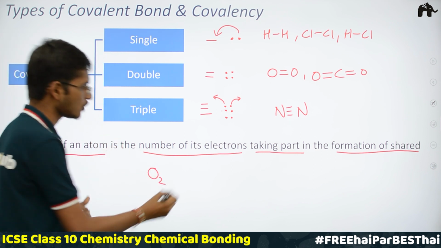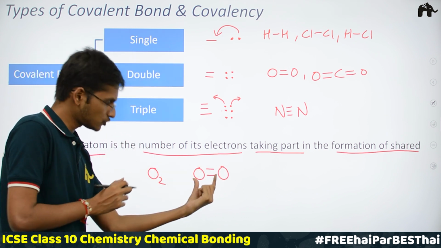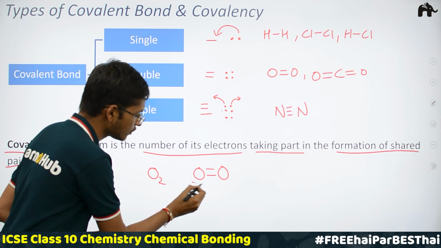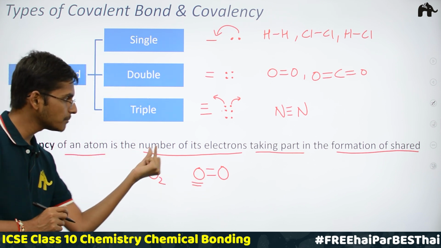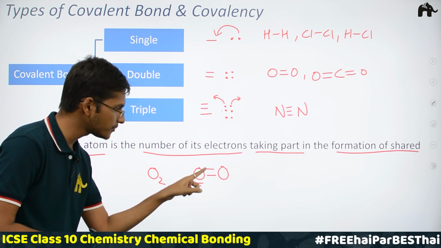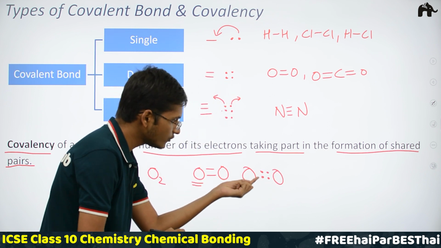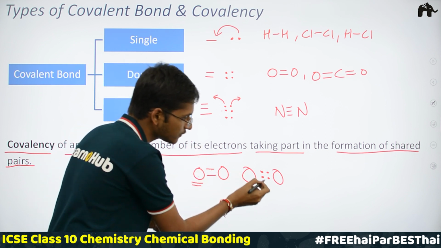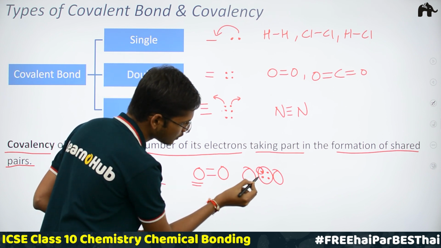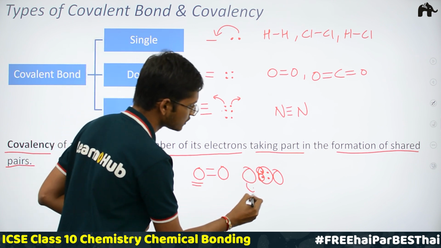So how would I find out? I know that oxygen has two shared pairs of electrons. So two oxygen atoms have two shared pairs of electrons. Now I have to find out the covalency of this oxygen atom. Covalency is actually the number of its electrons, the number of electrons of this oxygen taking part in the formation of shared pairs. So here I can show you like this, this is the shared pair. Now how many electrons of oxygen are taking part in the formation of these shared pairs? This is one shared pair, this is another shared pair. So this electron and this electron of this oxygen atom are taking part in the formation of shared pairs, right? So this means that oxygen's covalency is 2.